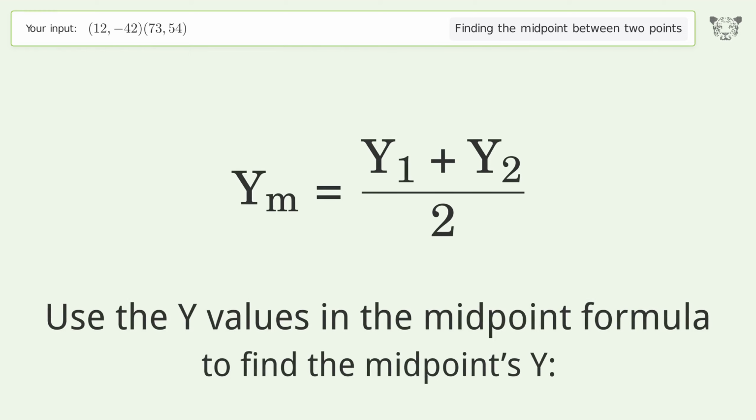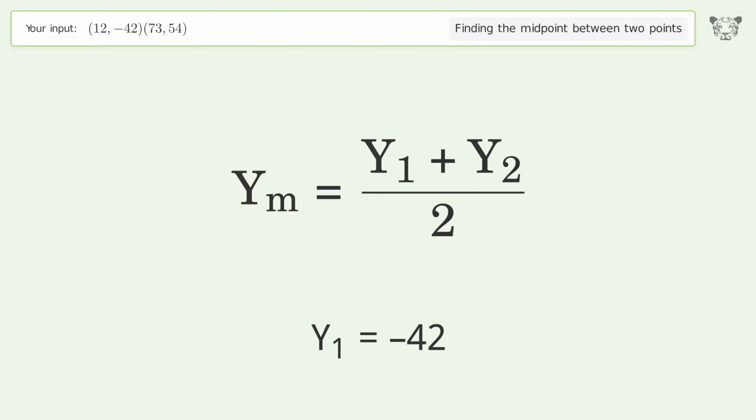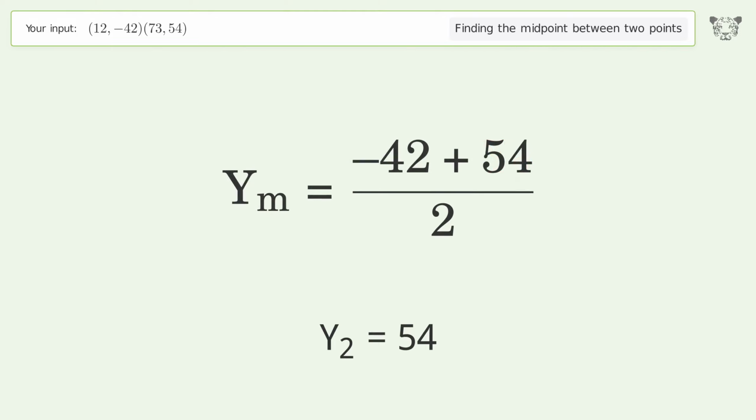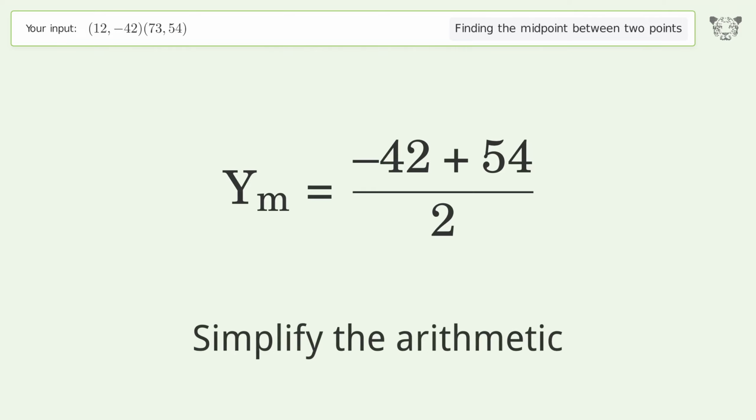Use the y values in the midpoint formula to find the midpoints y. y1 equals negative 42. y2 equals 54. Simplify the arithmetic.